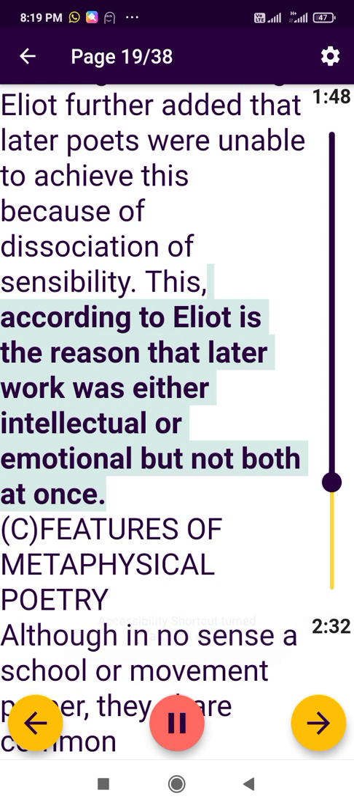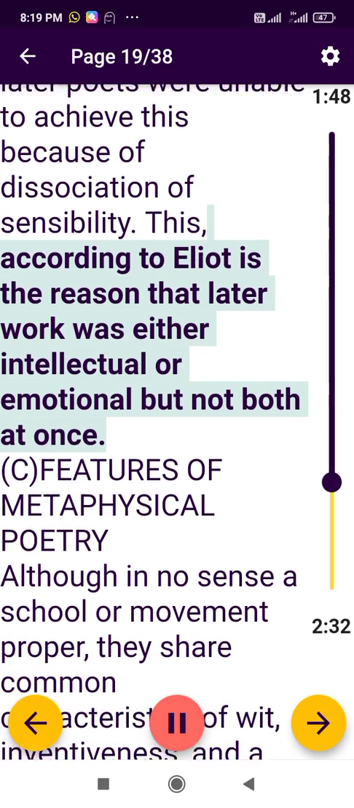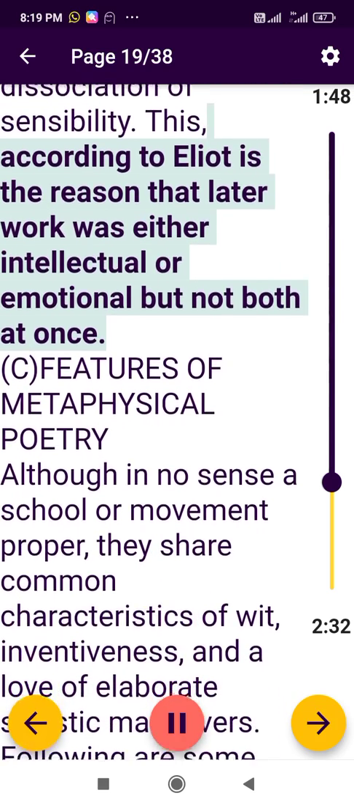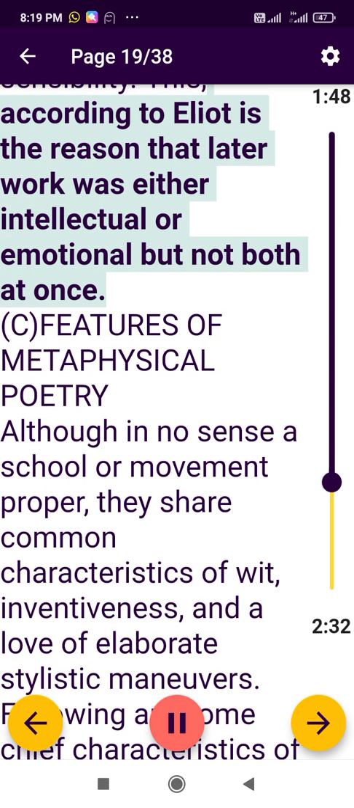According to Eliot is the reason that later work was either intellectual or emotional but not both at once.